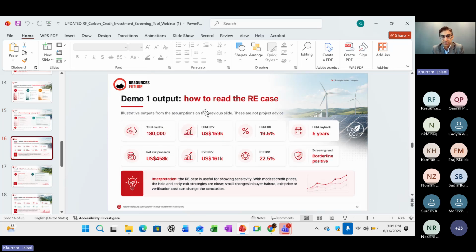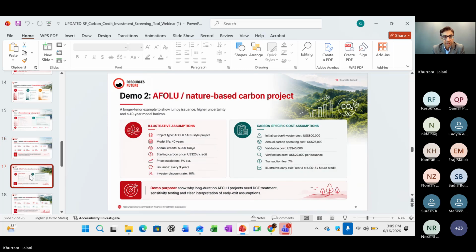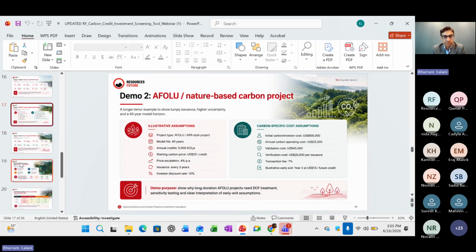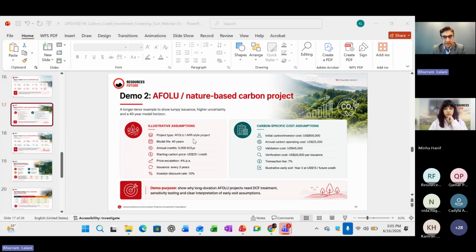These are the results that we just discussed on the RE case. Maybe we can take another example. I'm going to change the numbers slightly. We've done a renewable energy project, but let's try and model if this was an FOLU project, which is a long-term project. Now, again, for an FOLU project the model life is typically 40 years. And if it is 40 years, let's try and see.